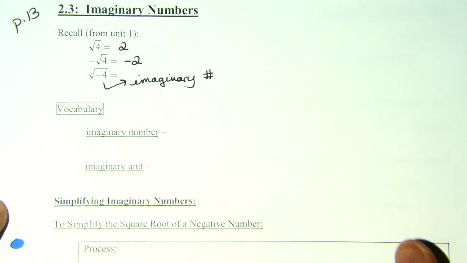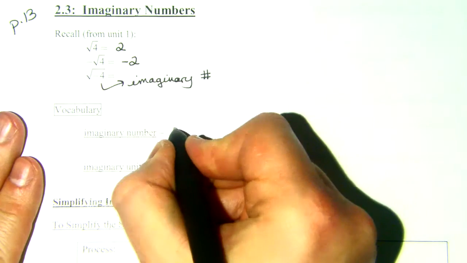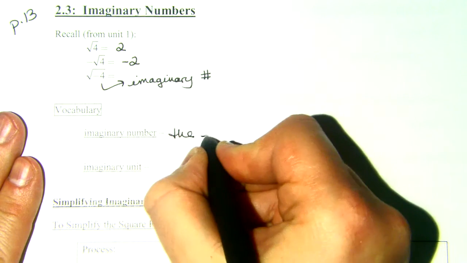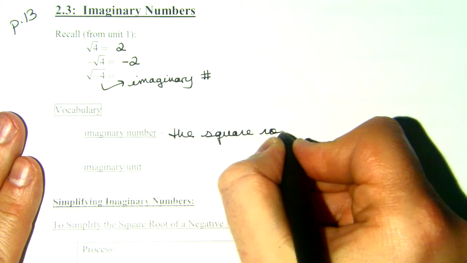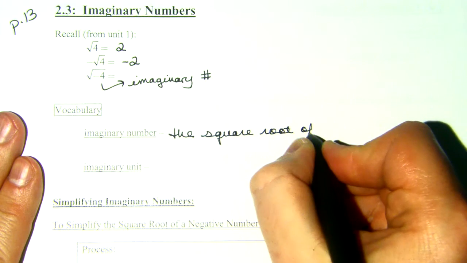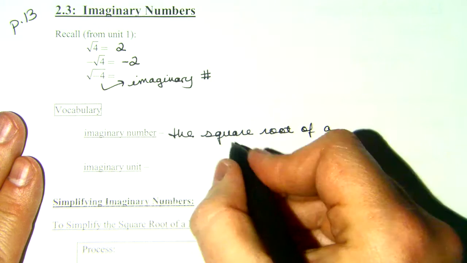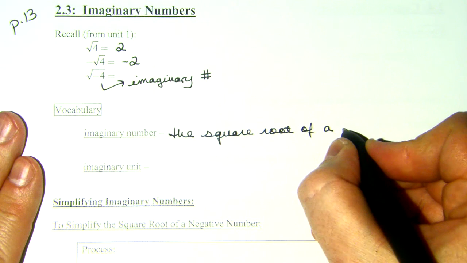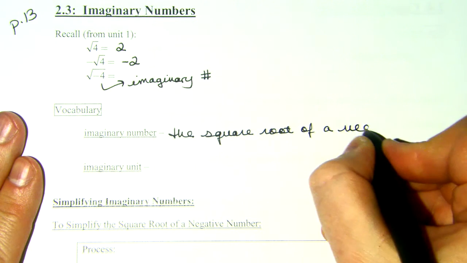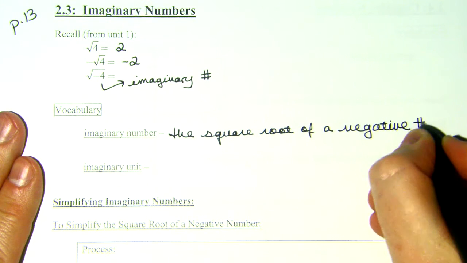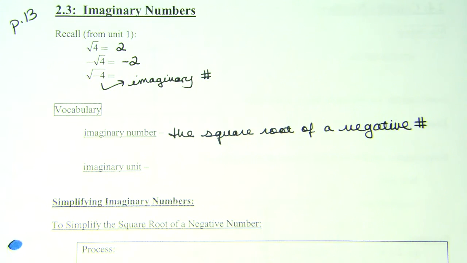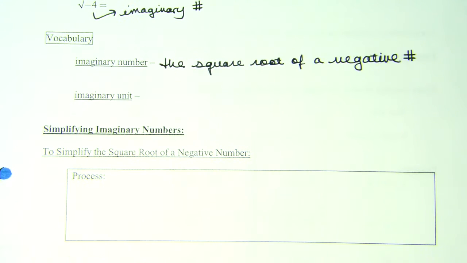As for vocabulary, just a reminder that an imaginary number is the square root of a negative number. I think I might have said that wrong. I might have said the square root of an imaginary number. We're going to say the square root of a negative number. An imaginary number is the square root of a negative number. I know we wrote that in Unit 1, but get it down again just for good measure.